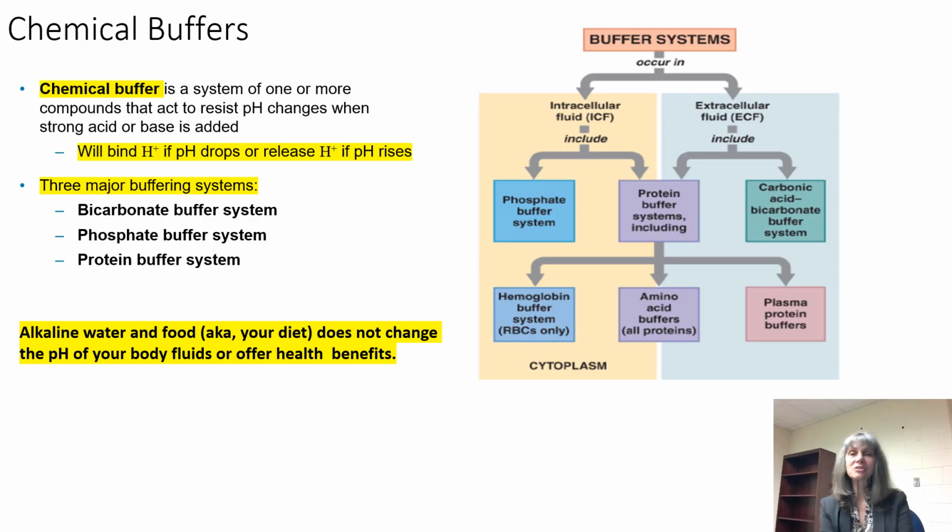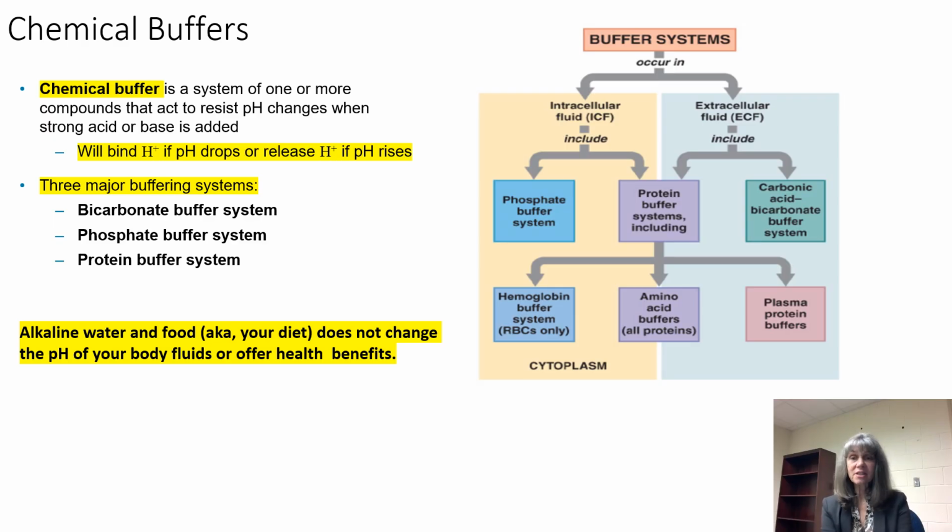If we look at this particular slide, you'll notice that buffer systems can be found in intracellular fluid. So within the cells, we have the phosphate buffer system. We also have protein buffer systems, including amino acids that act as buffers, and those are found in all proteins. And hemoglobin acts as a buffer system for erythrocytes only. So those would be found in the cytoplasm of cells.